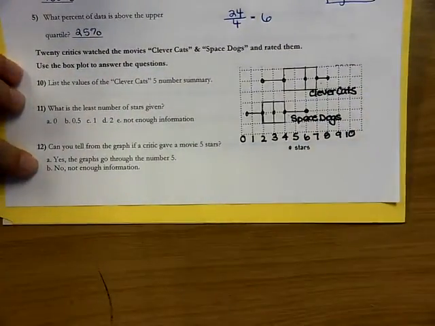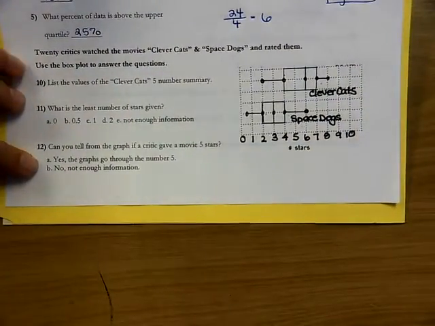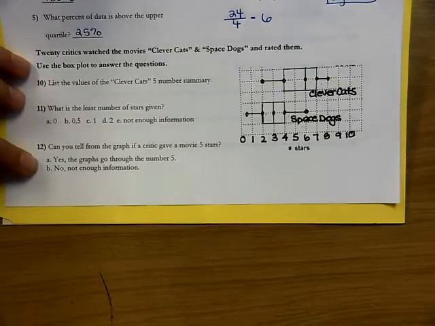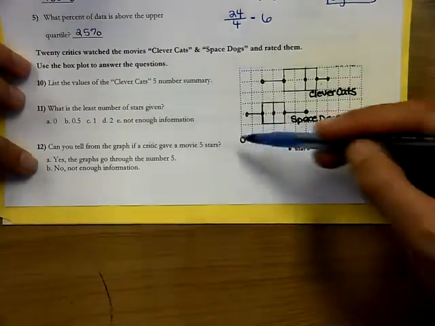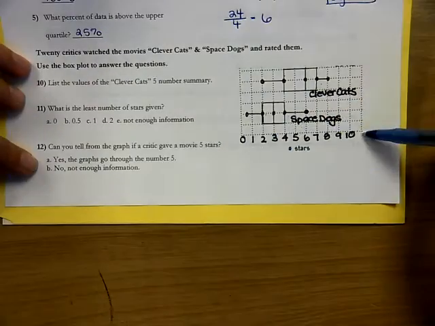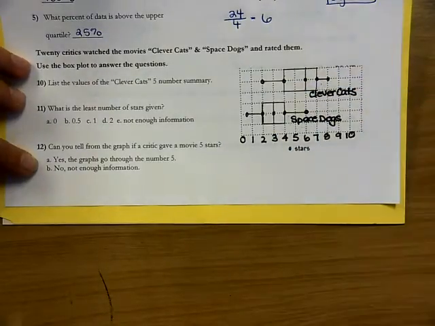Moving down to the next one. For 10 through 12, it says, 20 critics watched the movies Clever Cats and Space Dogs and rated them. Use a box plot to answer the questions. All right, so we got Clever Cats and Space Dogs. These are the number of stars they gave them. Looks like it could have been out of 10 stars. And then we got the 2 box plots here.